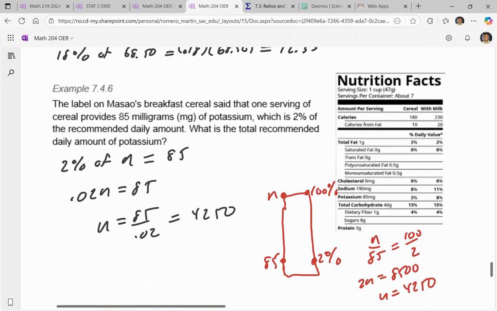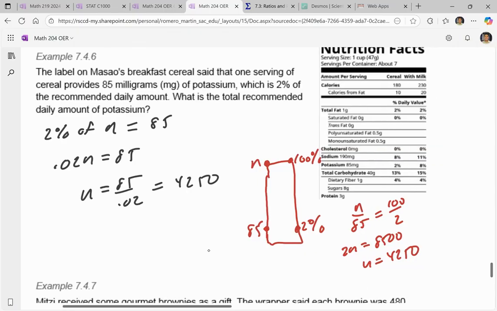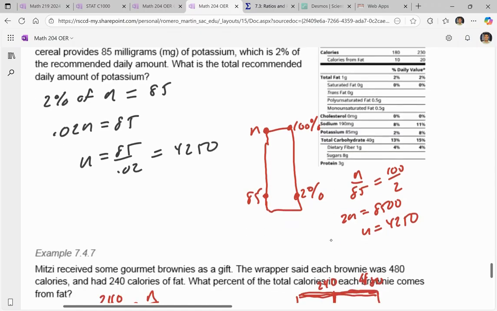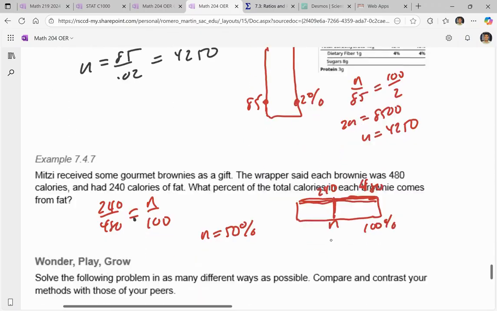Here you can see 2% of the daily amount is 85. So that's why it's 2% of our total daily amount. Our total daily amount is the base, and 85 is the part. Turn that into a decimal, 0.02n equals 85, divide both sides by that, and you have your amount. You could also set it up this way, the way I have here. Again, a visual: 85 is 2%, n is 100%. And then you write your equation to solve. So that would be another way. So take a look at that.